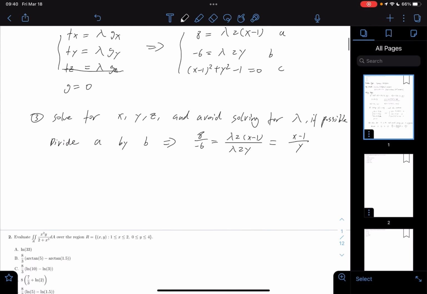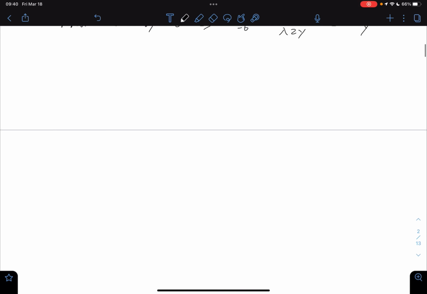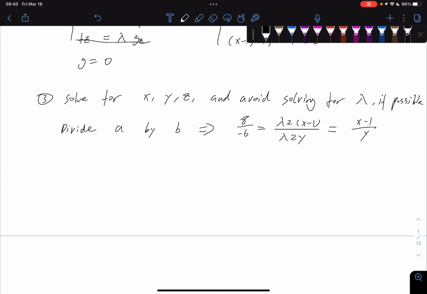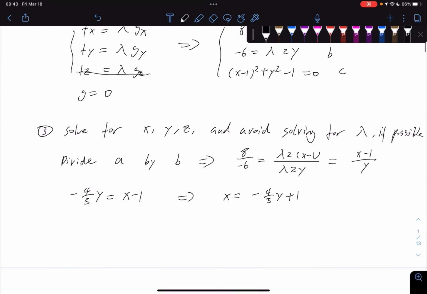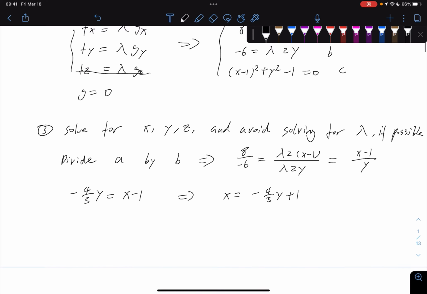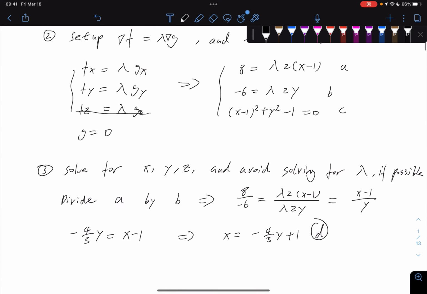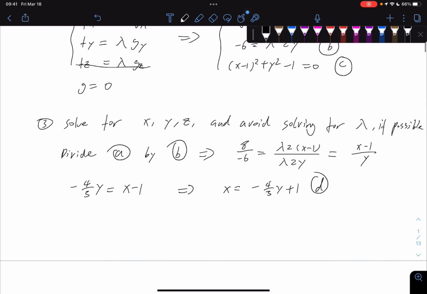Let me add a new page here. And so that will give us negative 4 over 3 y equals x minus 1. So that will tell us that x equals minus 4 over 3 y plus 1, call it equation Delta. So what are we going to do with this x? What we're going to do is substitute this equation Delta into Charlie.